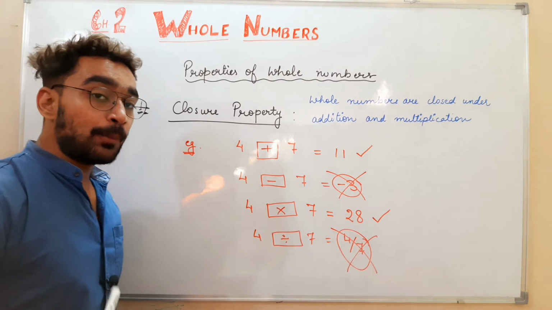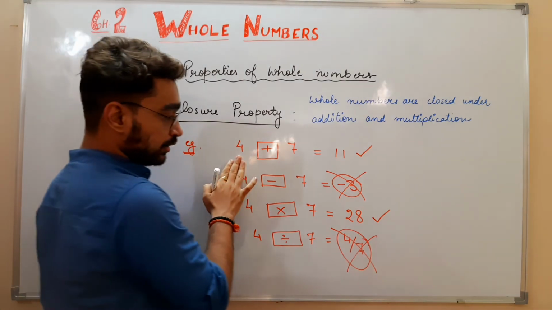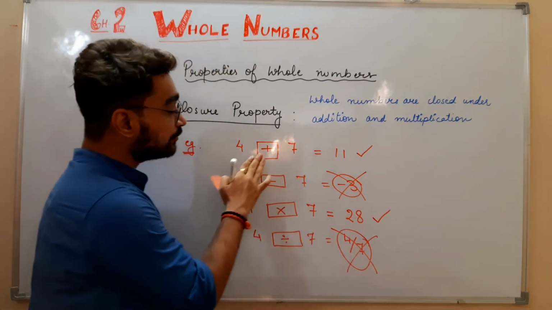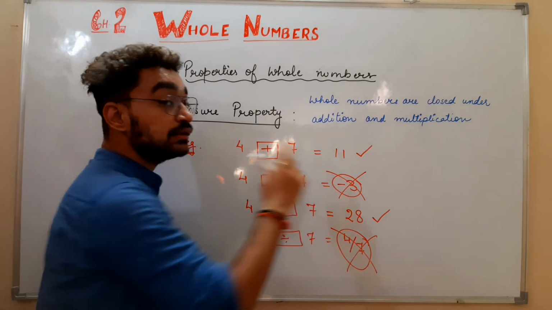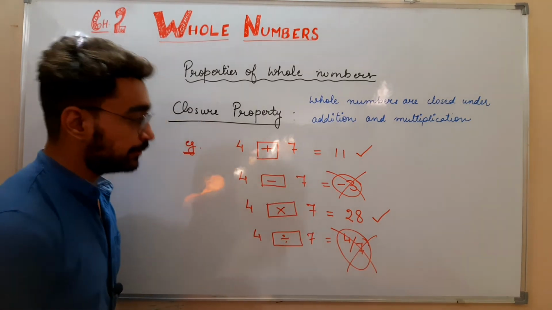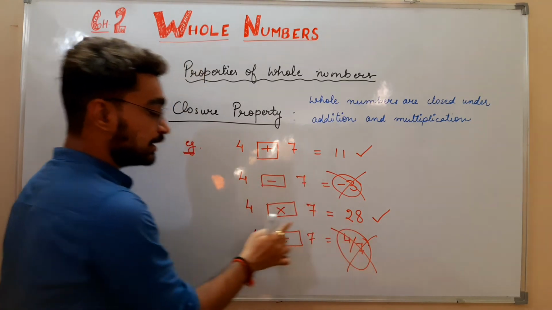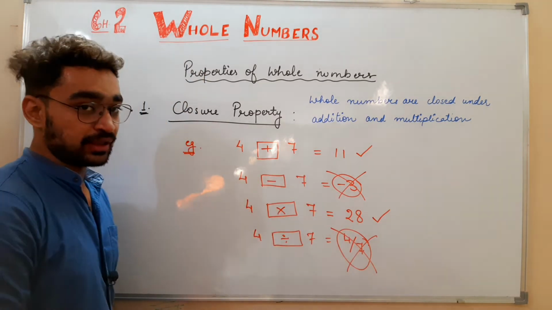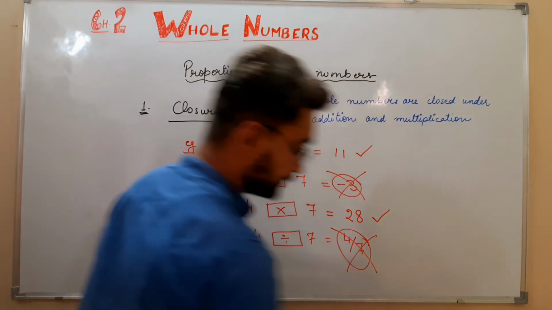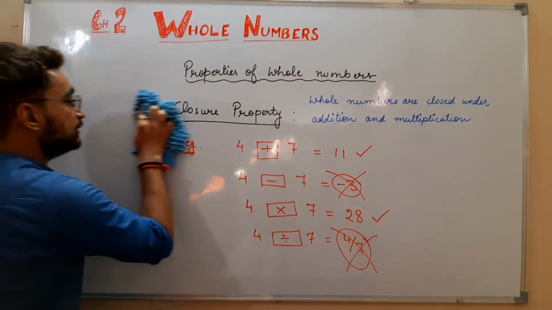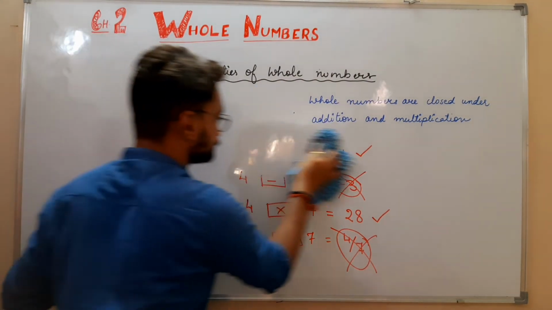What does a closure property say? That if the first number is a whole number, the second number is a whole number, then after doing a mathematical operation, the result should also be a whole number. So we are getting a whole number in the result only in the case of addition or multiplication. Is it clear? Yes. Okay.